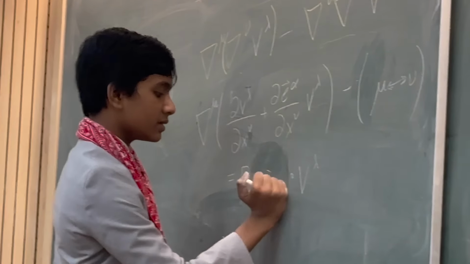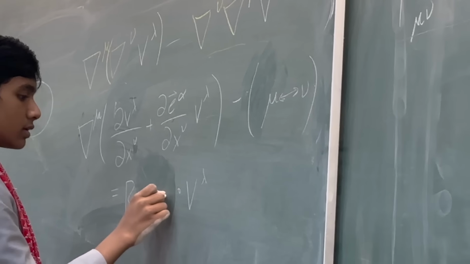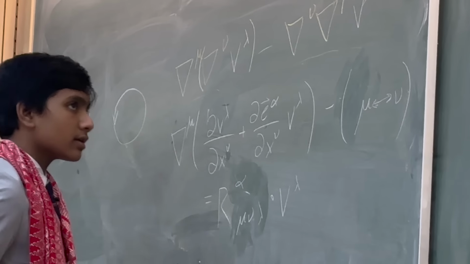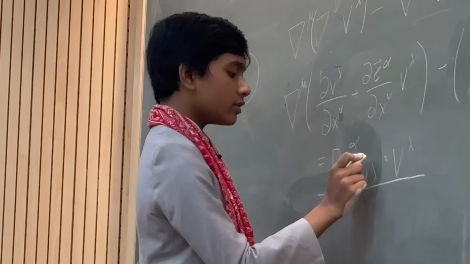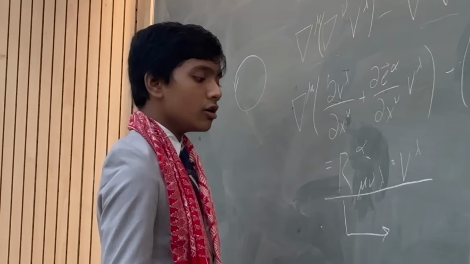So then, wait a second, have I done everything correctly? This should be swapped. Wait, no. Let me just think. Yeah, okay, this should be correct. So this is how we write the Riemann tensor.